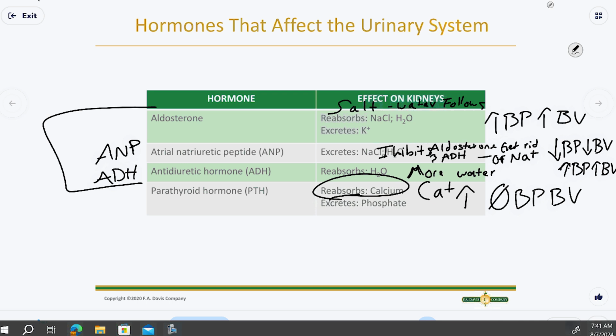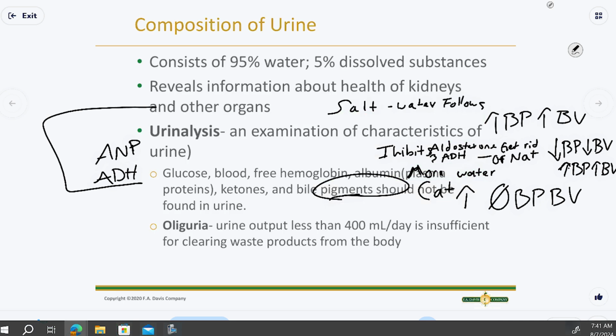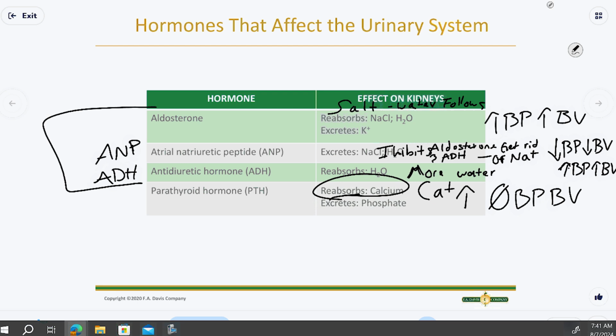But that's a need-to-know chart. You need to know aldosterone, A&P, and ADH. And PTH, yes, but those are the big three because they affect blood pressure and blood volume. So the life lesson down there talks about diuretics. Do I have that? No. Okay. But yeah, page 398 down there talks about diuretics.